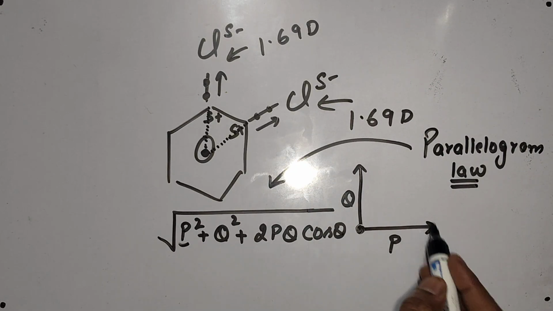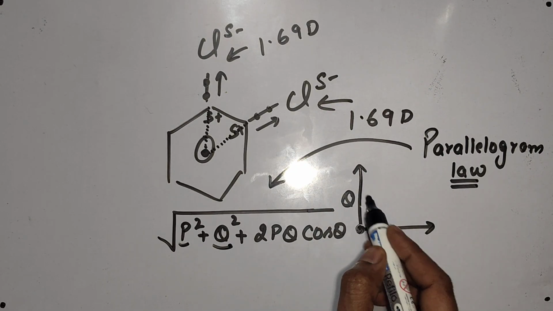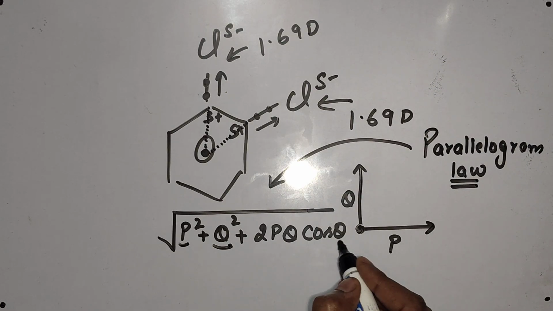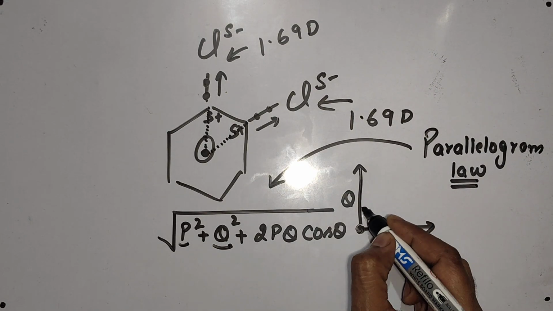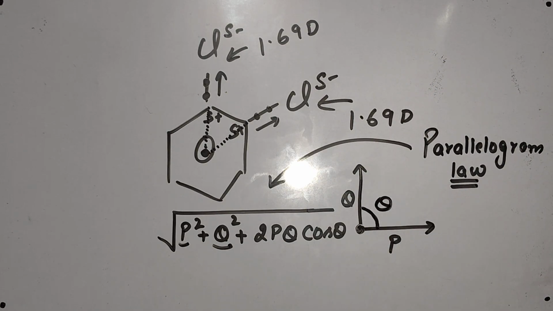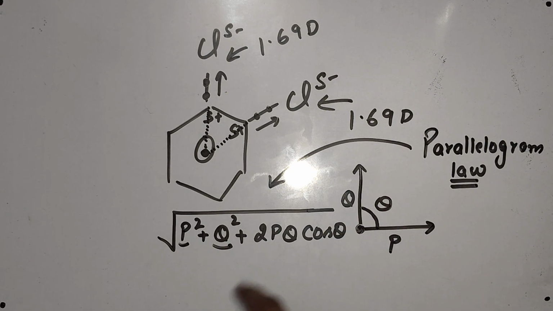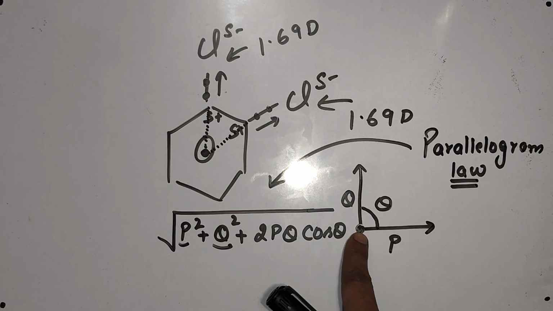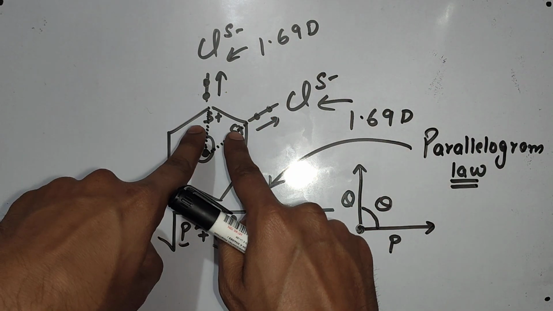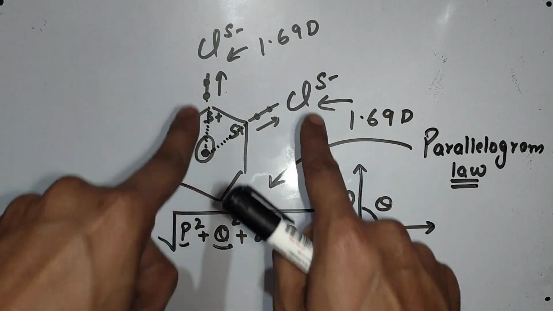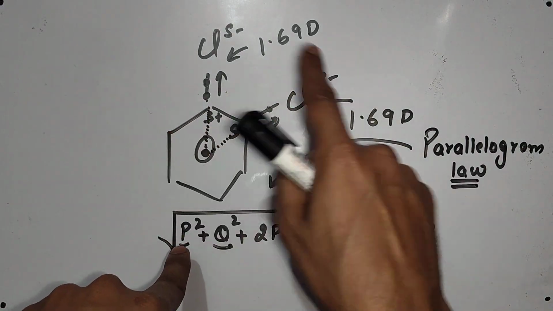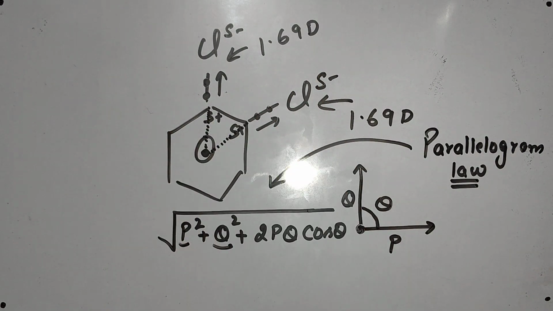P means the value of this vector, Q the value of this vector, and theta is the angle between these two vectors, this one. So this is the formula by which you can add two vectors which have a certain angle between them and are starting from the same point. Because dipole moment is also a vector quantity, the same formula we will apply for their addition. Now let's check the angle first.